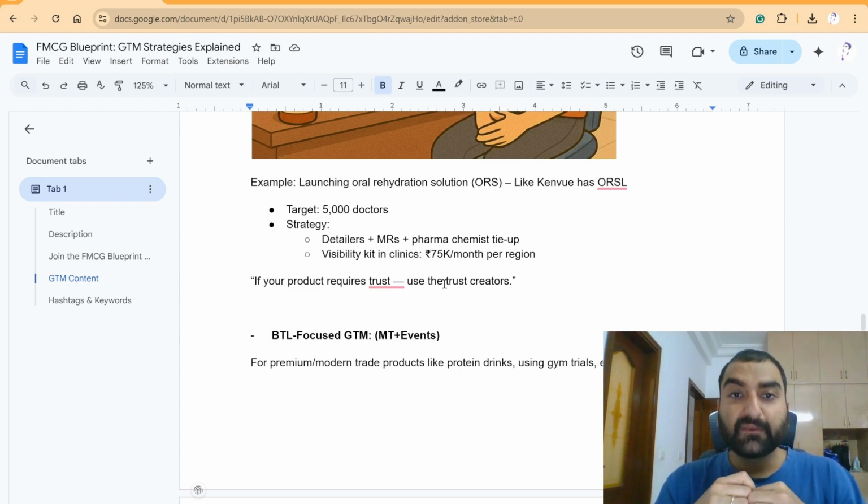Train your MRs, go to pharma chemist, go to as many chemists as much as possible, do pharma chemist tie-ups, train the people, educate the people. Then the second thing could be to allocate a certain budget for the visibility kits in clinics, right? Because this particular GTM model works more on trust.